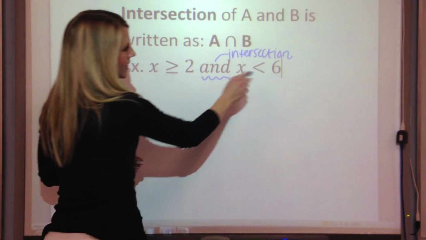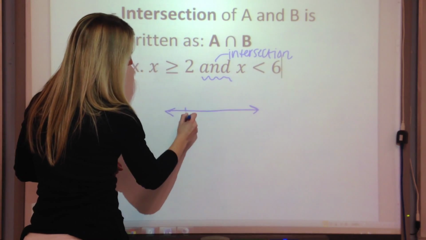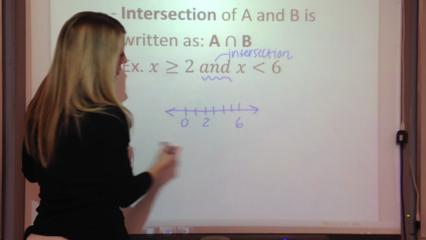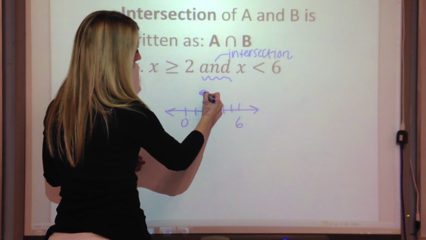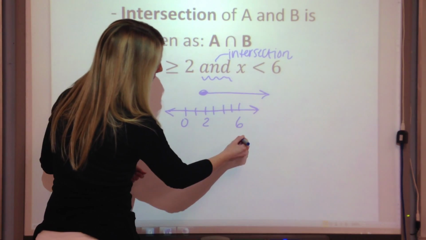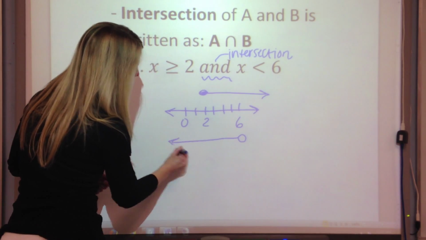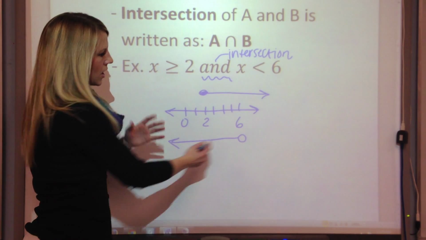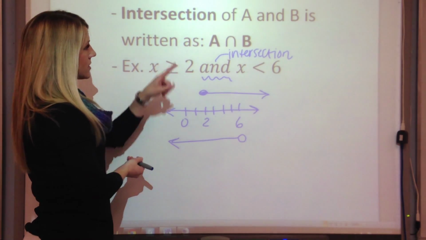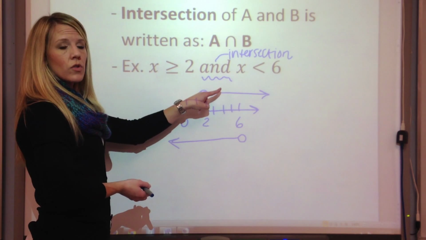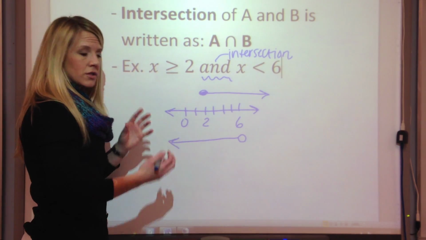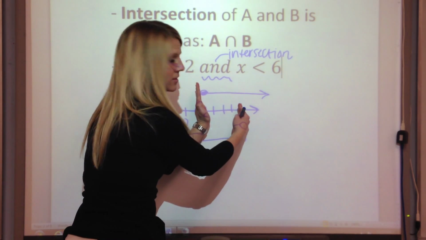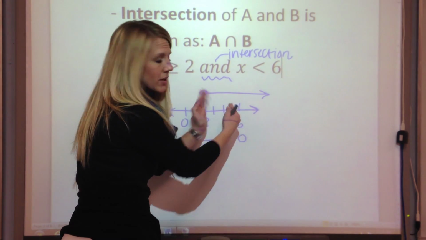X is greater than or equal to 2 and x is less than 6. So if I were to graph just x is greater than or equal to 2, and then if I were to graph just x is less than 6, again, open circle, just less than, closed circle because it's equal to. If I were to graph them separately, that's what it looks like. But this tells me I want to know where do they overlap, where do they intersect, the solution sets. So my solutions occur everywhere from when x is 2 to when x is less than 6. That's what they have in common.